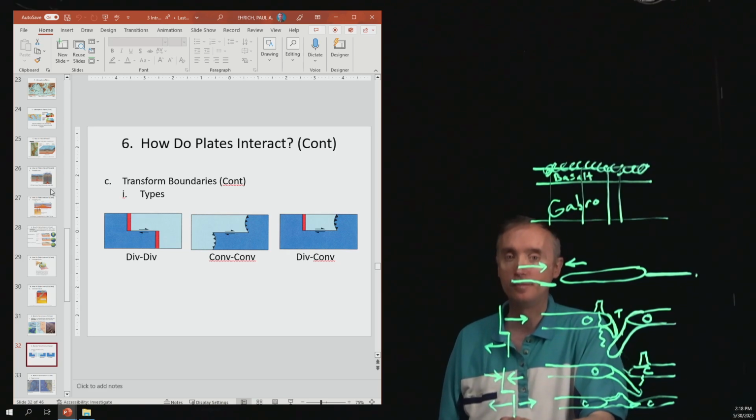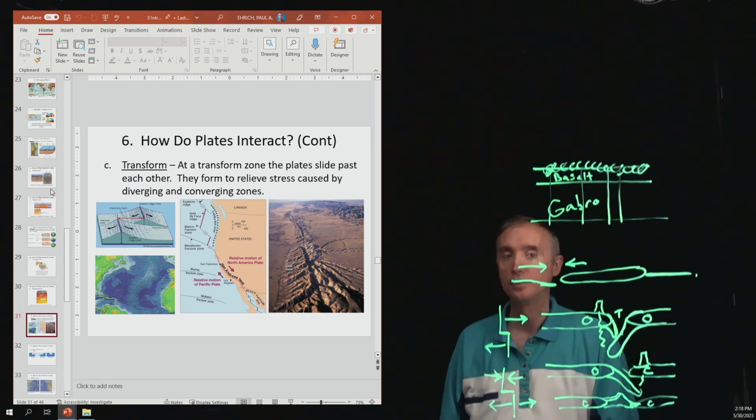So you should be able to give me an example of a transform plate boundary on the Earth's surface, and that obviously would be the San Andreas Fault.